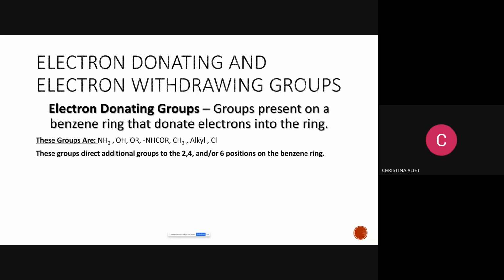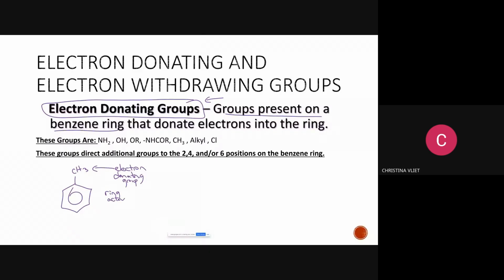Electron donating groups. What we're talking about here is groups that are already present on the ring. If you have a methyl group on your benzene ring, which is called methylbenzene, like this, this is called an electron donating group because it donates the electron cloud into the ring. It's also called a ring activator. It's not really a word that Cambridge uses, activator, but it's a word chemists use. It activates the ring, makes it more reactive.